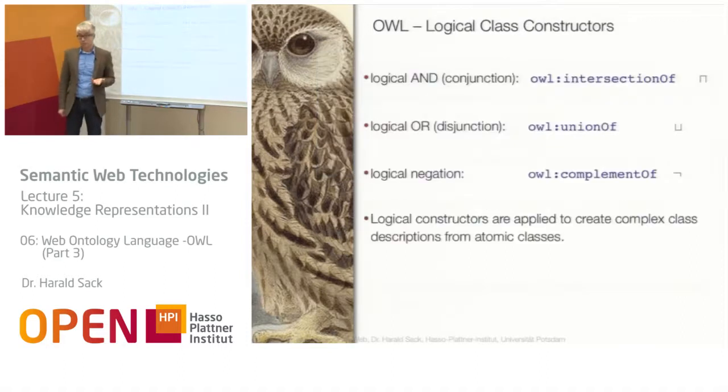Moreover, in OWL, as in description logics, we have so-called class constructors. Here, for example, we have the logical and, you know this, the conjunction, then the disjunction and the negation. The corresponding OWL vocabulary for the conjunction is OWL intersection of, so it corresponds to the set theoretic model of OWL. It's like an intersection of two sets. Therefore, it's called intersection of. It's a property here. We will see how it is used right away. Then OWL union of denotes the logical disjunction, and OWL complement of denotes the logical negation. And as you know, these logical constructors are applied to create complex class descriptors from atomic classes.